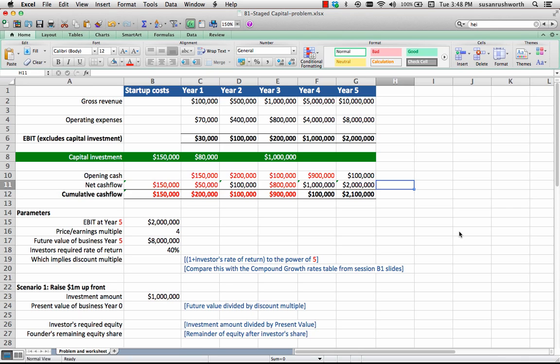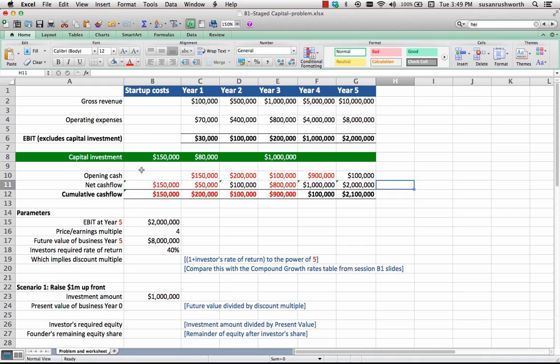Hello. This video explains the stage capital problem that we worked through in class and which you will find in the learning materials for session B1, along with the solution that I arrive at during this video. Now what this is simulating is a highly simplified cash flow statement for a 5-year projection for a business. It's a business that requires some capital investment to allow the sales to grow. So although it's highly simplified, it's not entirely unrealistic.